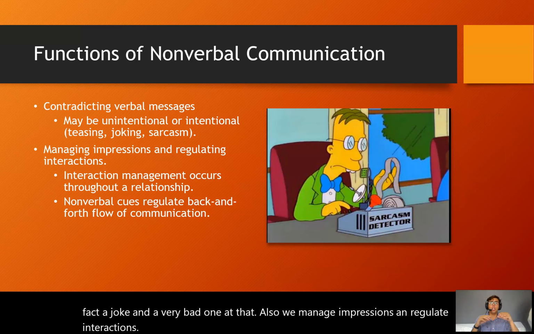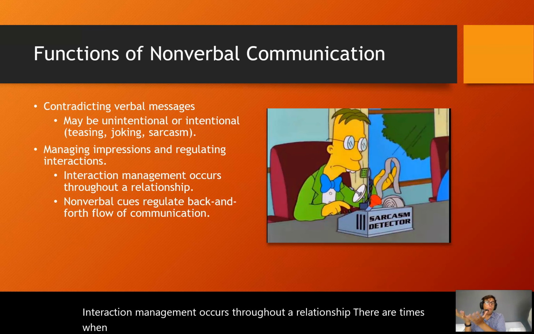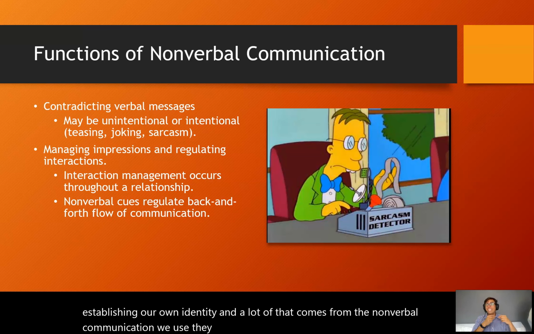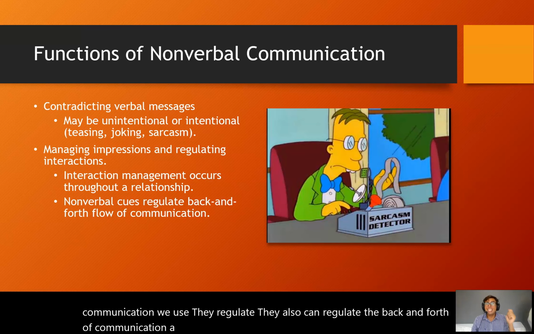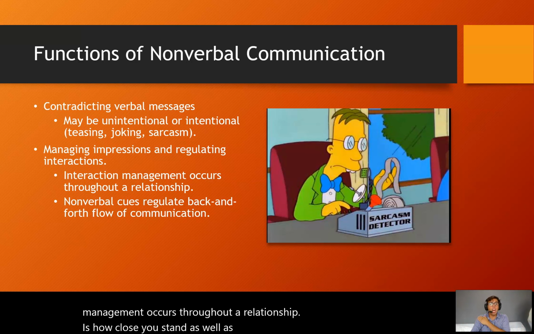Interaction management occurs throughout a relationship. There are times when we are growing the relationship. There are some times when we are establishing our own identity, and a lot of that comes from the nonverbal communication we use. They also can regulate the back and forth of the communication. A good example of how interaction management occurs throughout a relationship is how close you stand, as well as how much touch you do in the relationship.